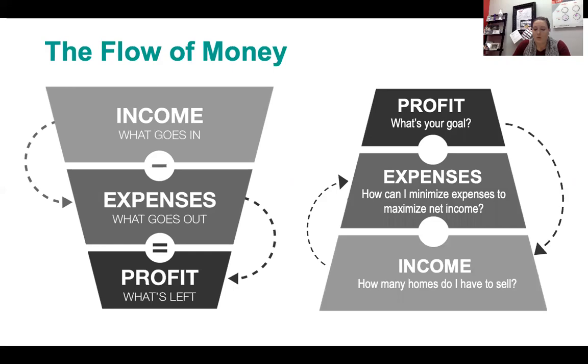So what we do is ask ourselves the following strategic questions. How much money do I want in my bank account at the end of the year? How many homes do I need to sell to achieve my profit goal? How can I minimize my expenses to maximize my net income? There are the questions regarding the flow of money seen here. So, what is your goal? How many homes do you have to sell to meet your goal? And then what are ways you can minimize your expense to maximize your net?